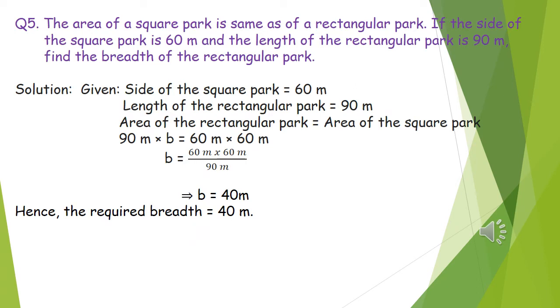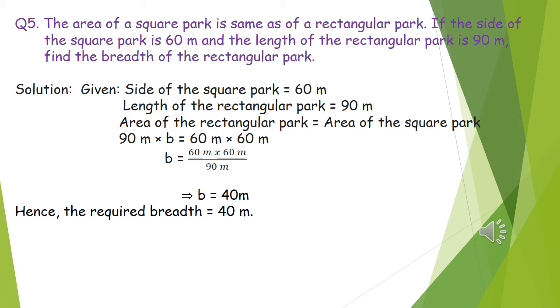Question number 5. The area of a square park is the same as that of a rectangular park. If the side of the square park is 60 meter and the length of the rectangular park is 90 meter, find the breadth of the rectangular park. Here the side of the square park is given as 60 meter. The length of the rectangular park is 90 meter. And it is said that the area of the rectangular park is equal to the area of the square park.